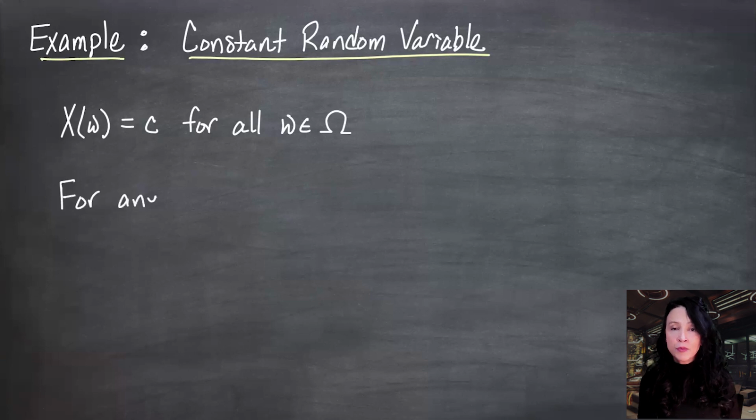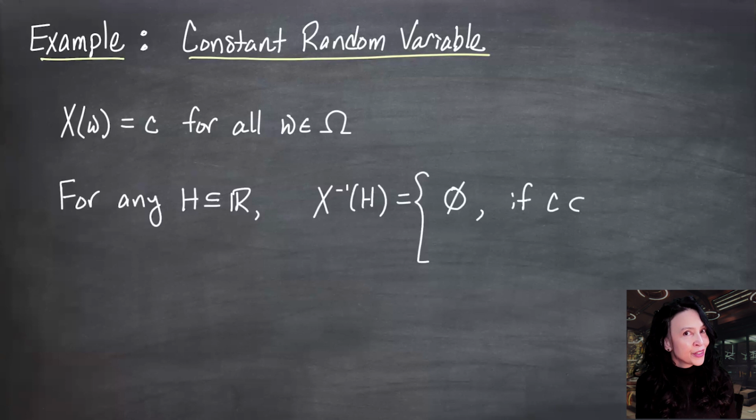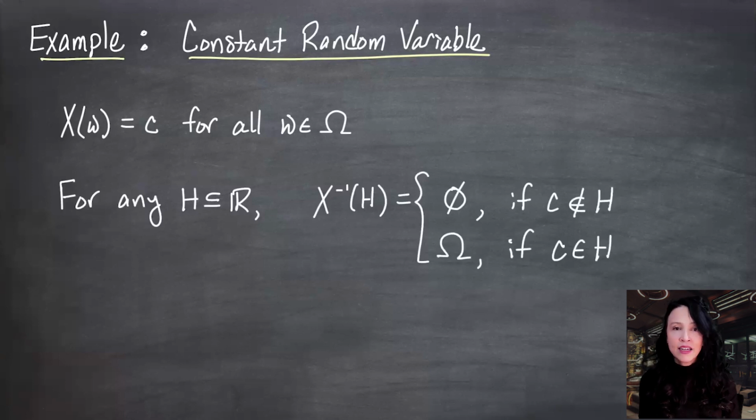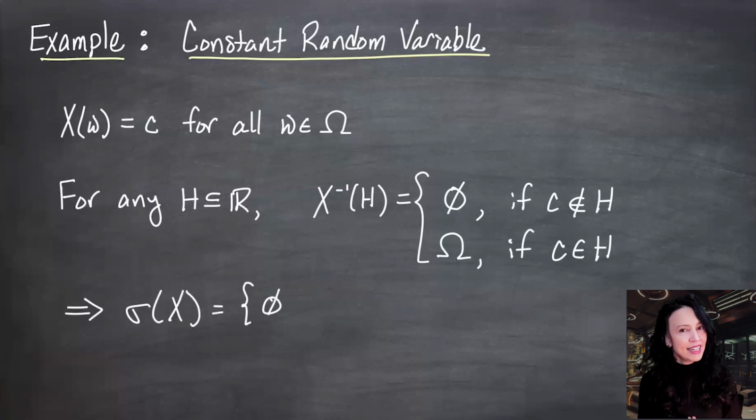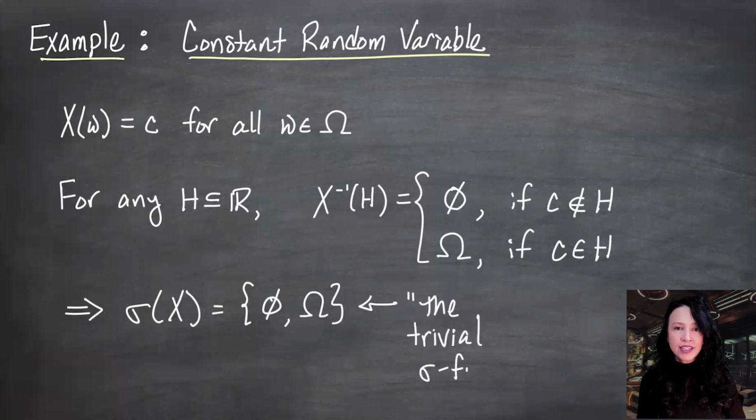For any H subset of R, this is how we characterize the sigma field generated by X. When we pull back, we either get the full omega or we get the empty set. We get the full omega if the subset H in R contains the value C, and we get the empty set if it doesn't. And putting these together, we have a valid sigma field. There's nothing else that needs to be thrown in. It is the so-called trivial sigma field consisting of the empty set and omega, and this is the sigma field generated by a constant random variable.